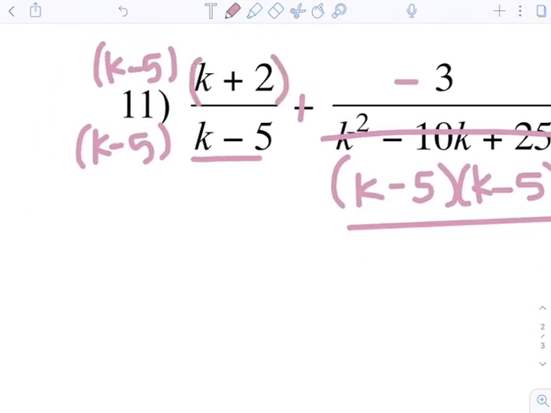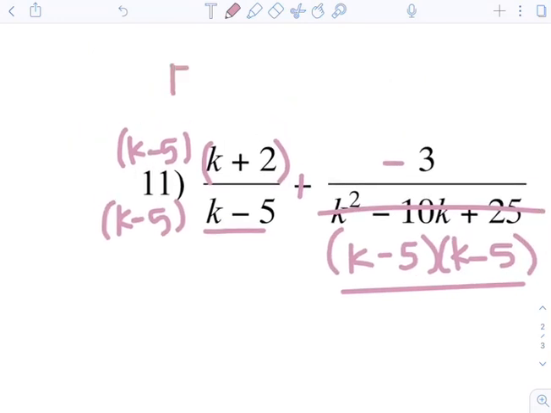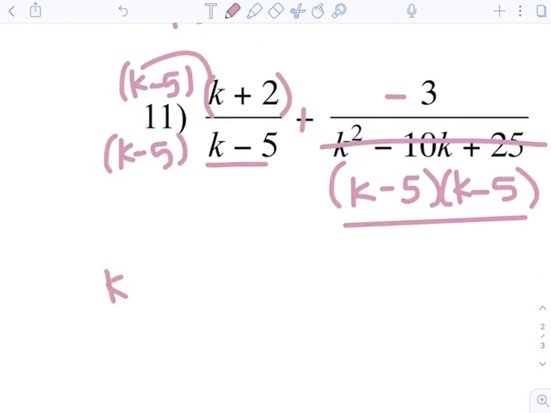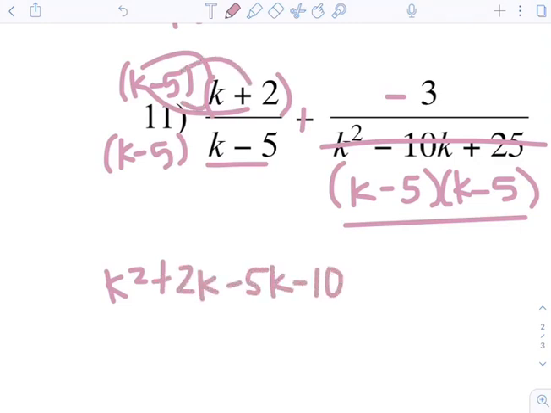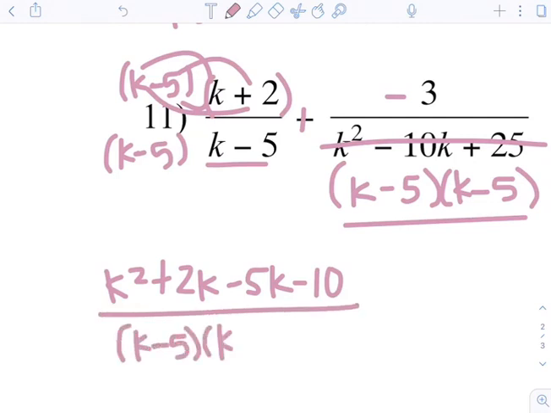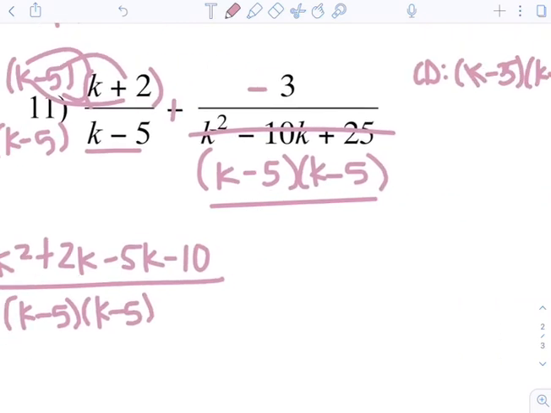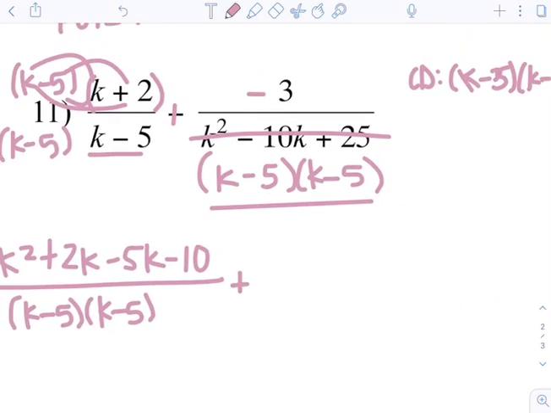Okay, well, unfortunately I have a binomial in my numerator in the first fraction, so you have to FOIL again. So k times k, that's k squared, plus 2k minus 5k minus 10 all over k minus 5, k minus 5. Well, the second fraction has my common denominator already, so I don't need to multiply by anything. That one doesn't need to change. So I'm just going to rewrite it as is.